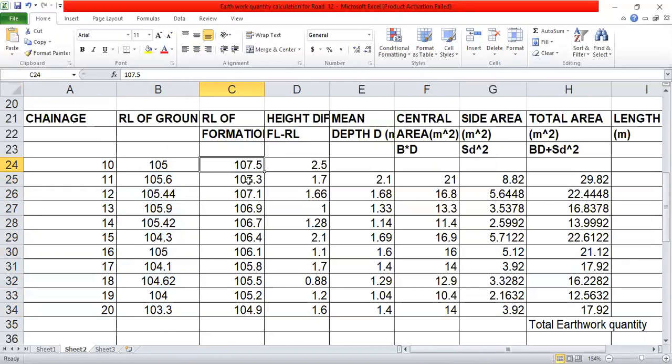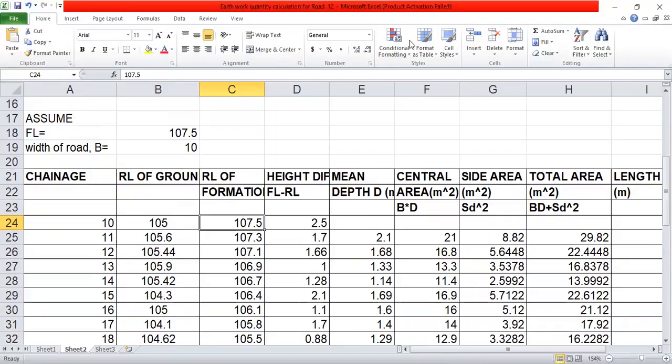Next, it is a downward gradient. It is being said that it is downward. ಇದು ಡೌನ್ವರ್ಡ್ ಗ್ರೇಡಿಯಂಟ್ ಅಂತ ಕೊಟ್ಟಿದ್ದಾರೆ.